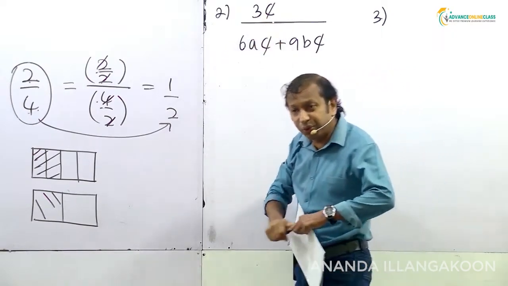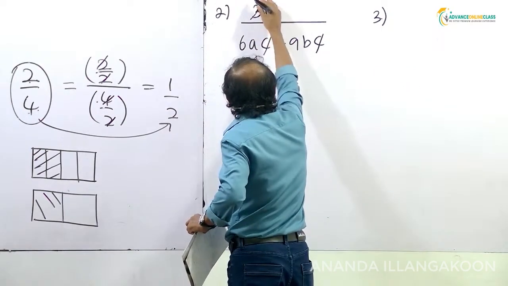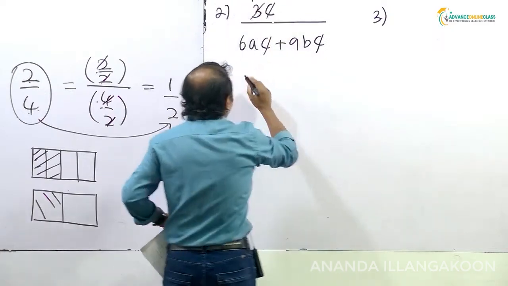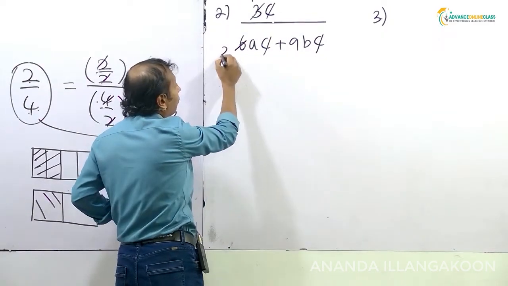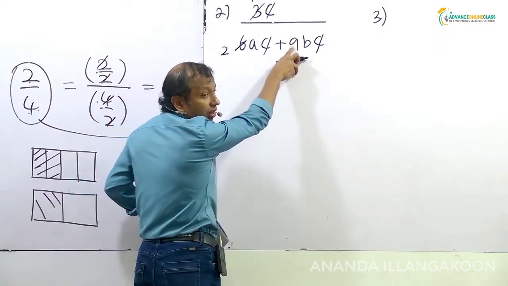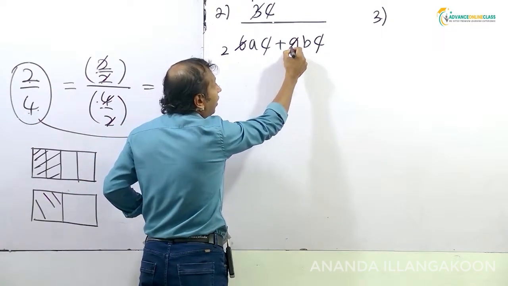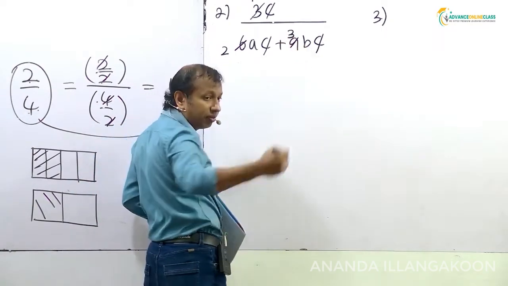Then how to do this one? We cancel down this 3, we get 1. We cancel down this 6 by 3. What do you get? 2, we get 2. We cancel down this 9 by what? 3. What do you get there, people? We get 3. Then we can determine the final answer.